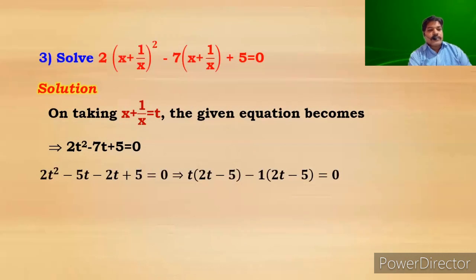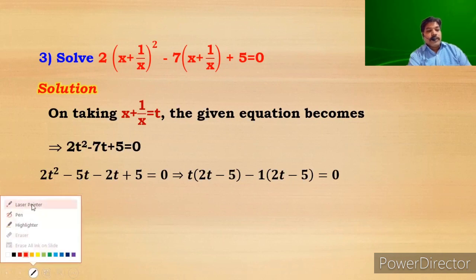So I will take the factors here. What are the factors? This 7t I can write as −5t − 2t. Why? Because if you multiply these two, what happens? 10t². 2t² into 5 becomes 10t². That's why I split −7t as −5t − 2t. In these two terms, I will take t common, it will become (2t − 5). And I will take −1 common here. It will become (2t − 5) = 0.